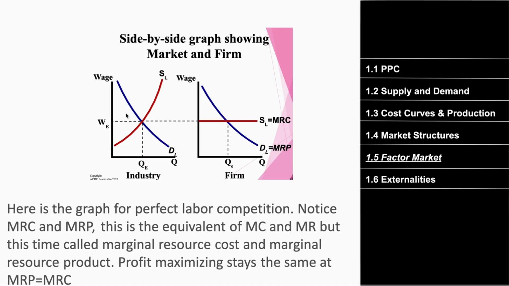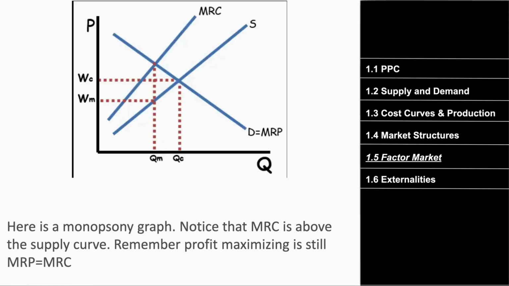So now here's a side-by-side graph. Supply, demand, and then the firm, which is a downward sloping line, just like what we saw before. And the same profit maximization rule: marginal revenue product equals marginal resource cost. Same thing here. Now here's a monopsony graph.